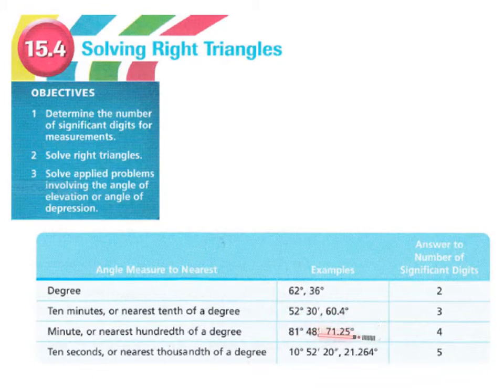If we have down to the minute, so like 48 minutes, or the hundredth of a degree, we can go 4 significant digits. And if we're talking 10 seconds or the nearest thousandth of a degree, then we can go 5 significant digits. So it's a little different there than normal significant digit stuff. Other than that, we'll also be looking at solving some right triangles and looking at solving some applied problems that use angle of elevation or angle of depression.